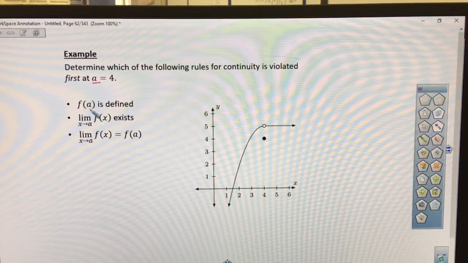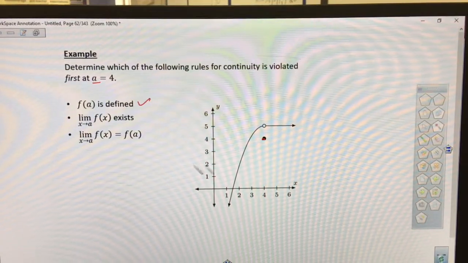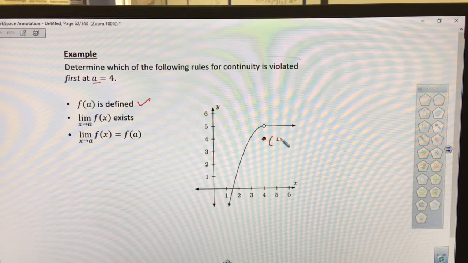At A equals 4, f of A is defined. Yeah, f of A is defined. So that one passes the test. When A equals 4, alright, when A equals 4, do I have a y value? Yeah, 4, 4. That one's algebra.